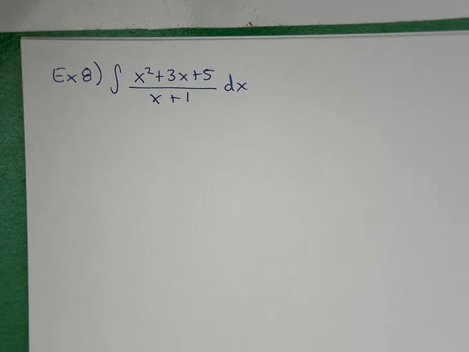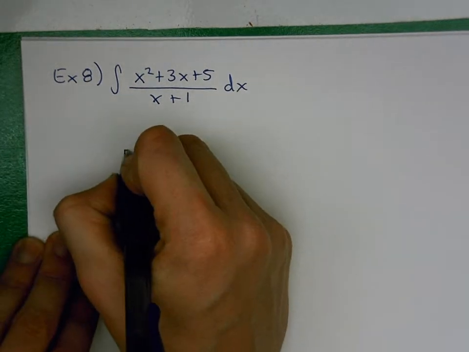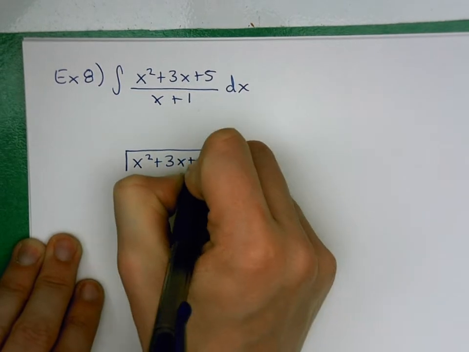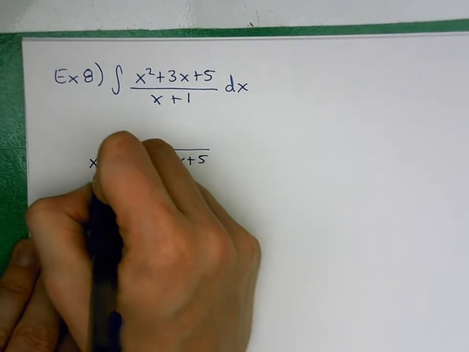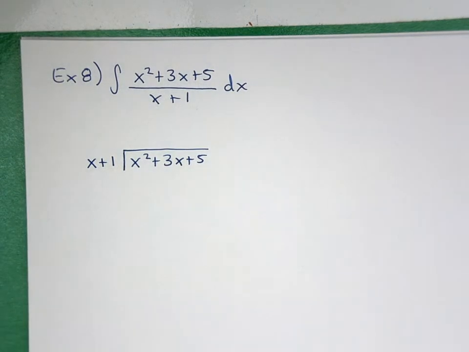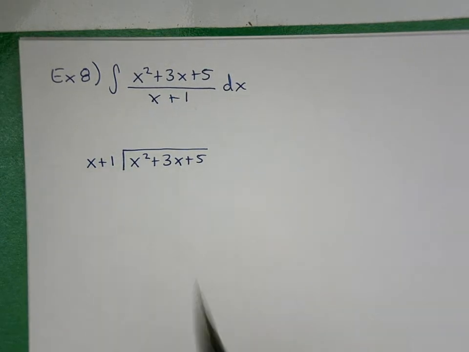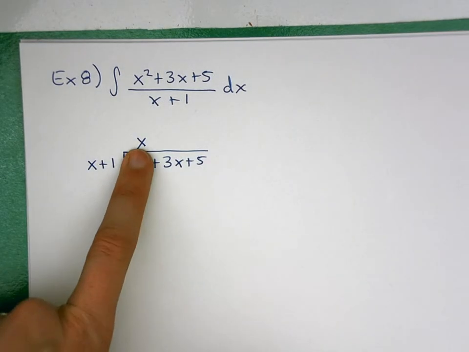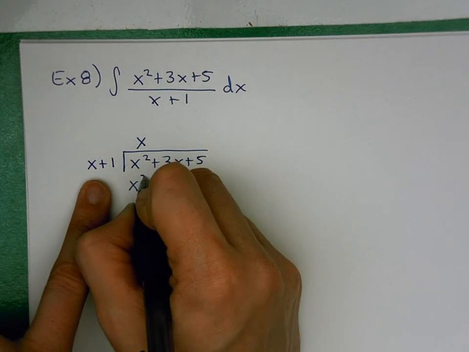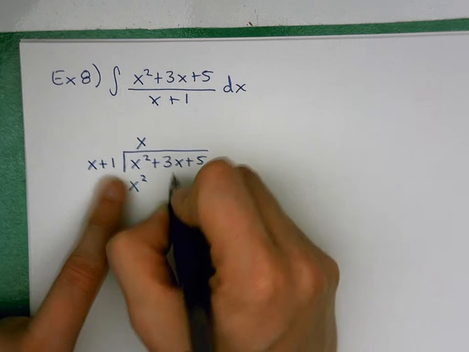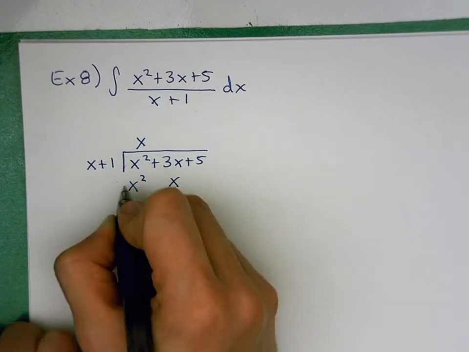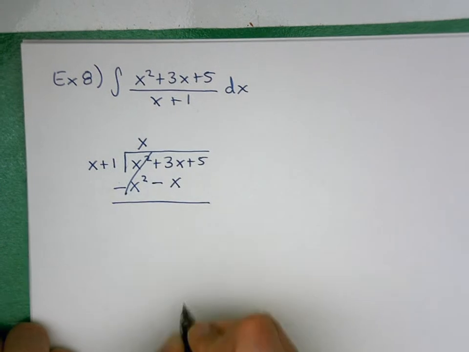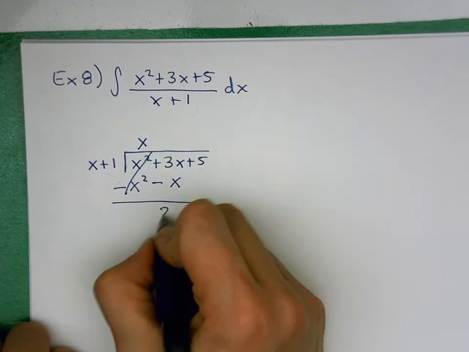So my x squared plus 3x plus 5 would be inside the little division house, x plus 1 on the outside. Okay, so how many times does x go into x squared, or x times what is x squared? That would be x. X times x is x squared. X times 1 is x. And then we're subtracting, so that's minus x squared minus x. X squareds cross out. We have 3x minus x, which is 2x, and the 5.